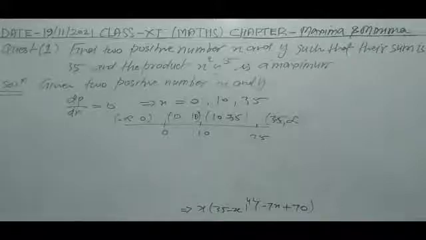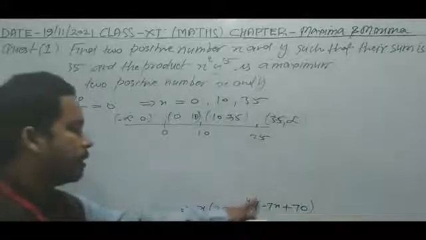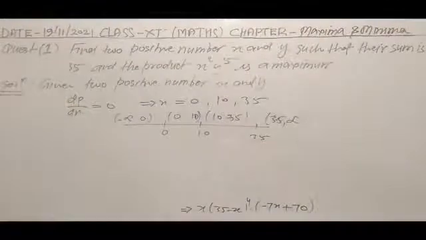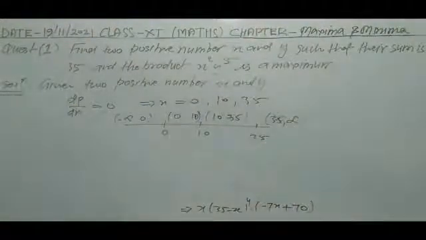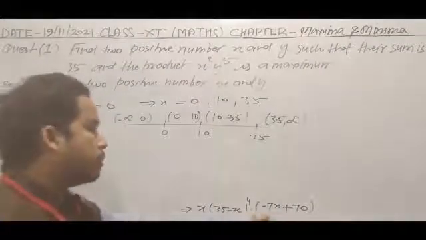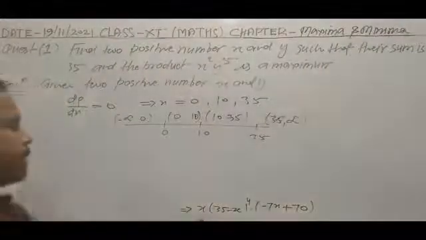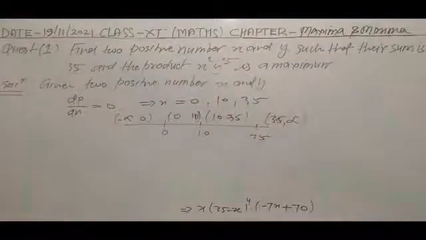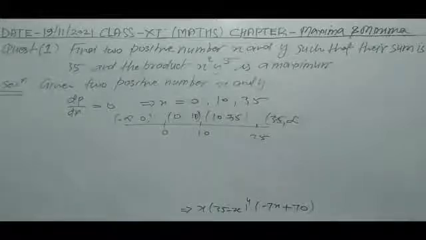How can we find it? Suppose we check in the interval 0 to 10, meaning less than 10. Take a value like 9. Then 9 times 7 is 63, which is positive, and the other factors are also positive. So in 0 to 10 we can consider the value positive, and all results are positive.